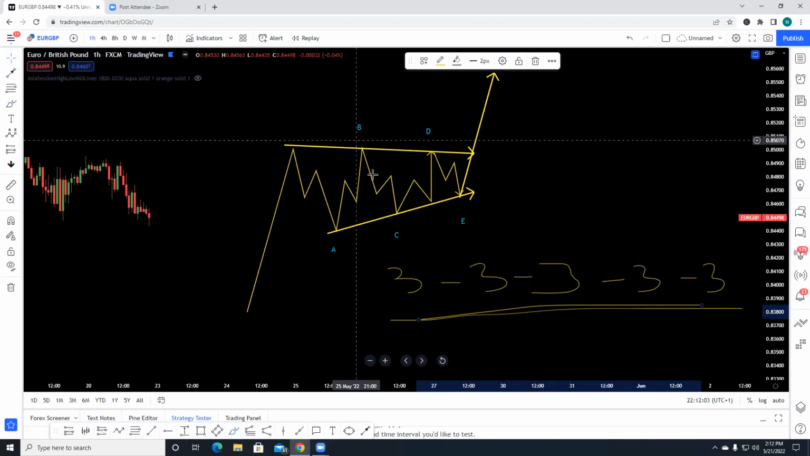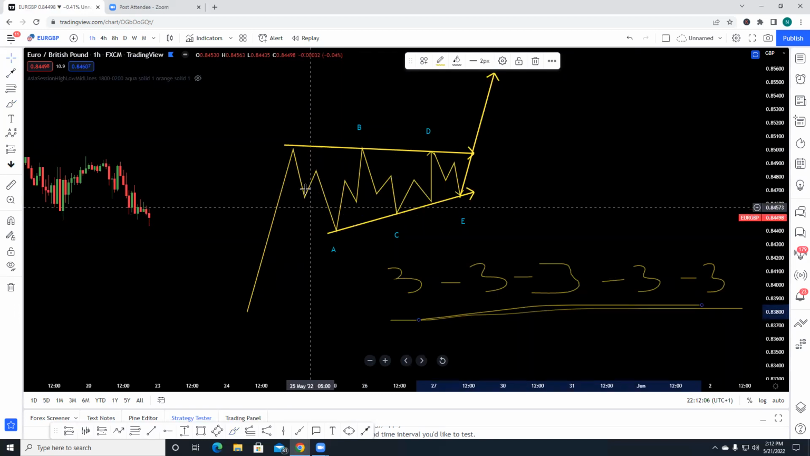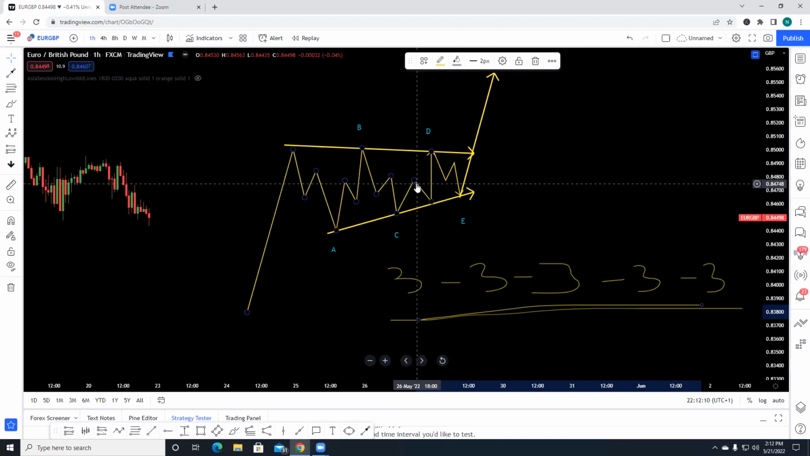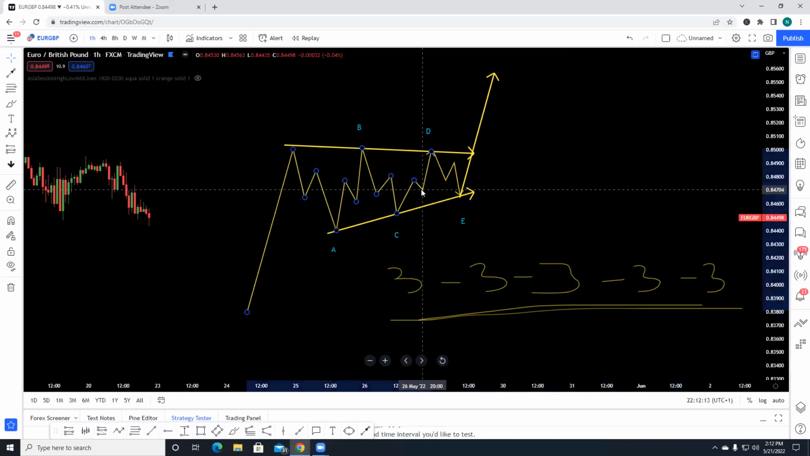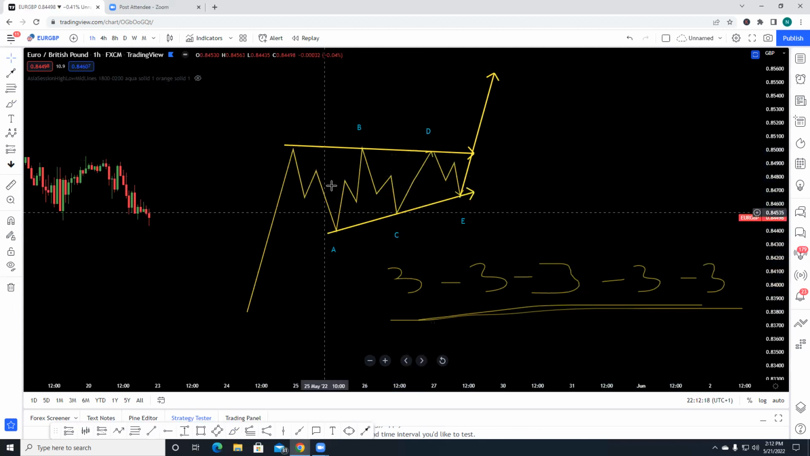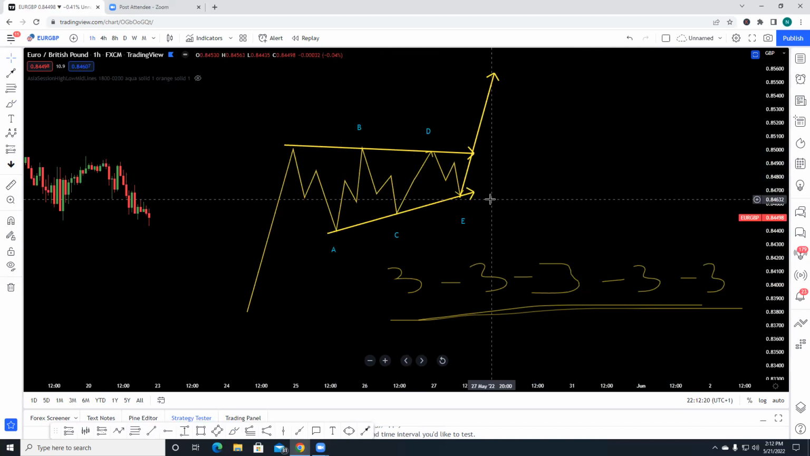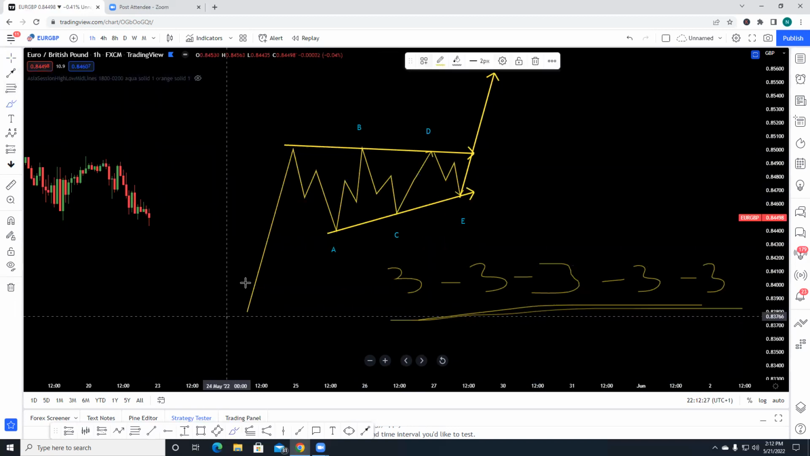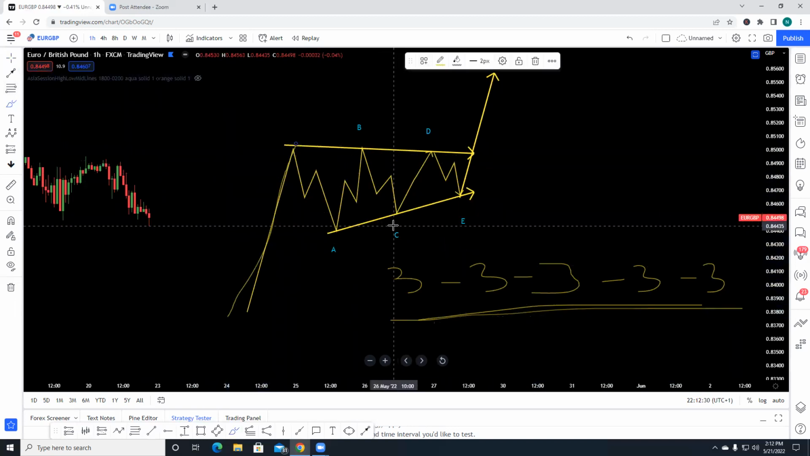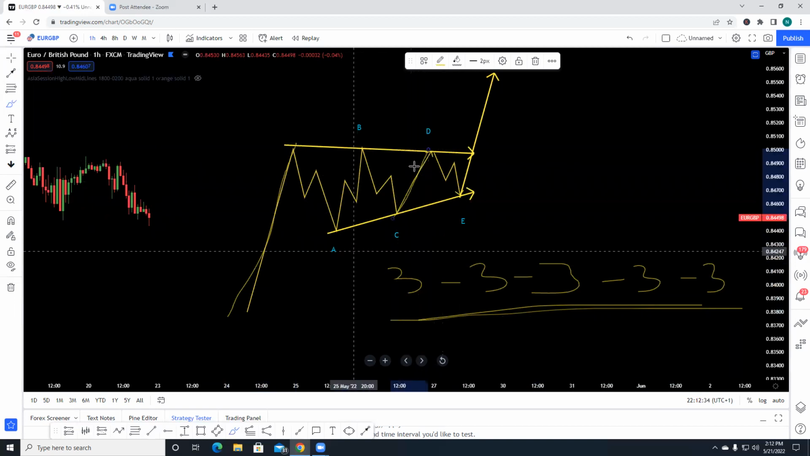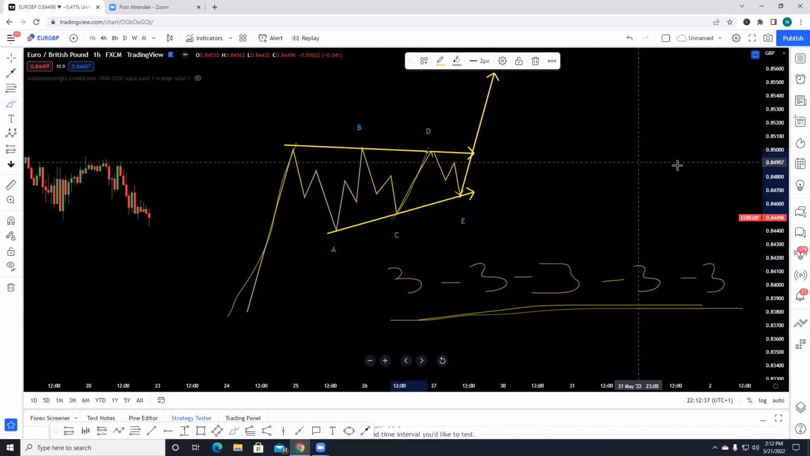It is allowed that one of the waves be an impulse, especially wave D, for instance. This wave D can be an impulse. Can you see a whole impulse? So you have 3-3-3-5-3. If this wave D is an impulse, it is allowed. Why must it be wave D? You see, this is the trend upside. So one of the waves that proceeds upside can be a straight line impulse. It is allowed by guideline.